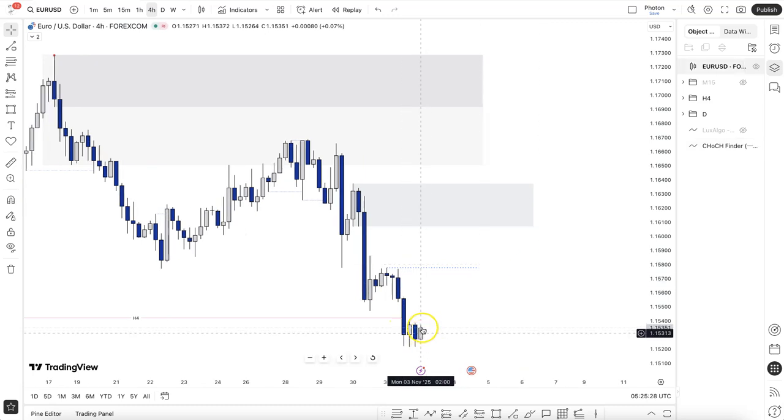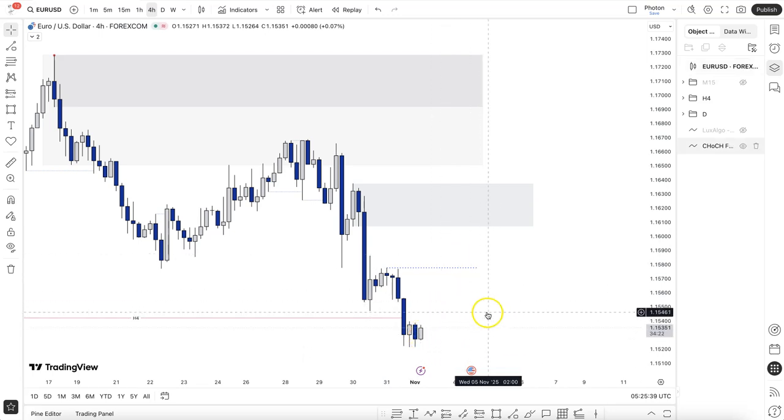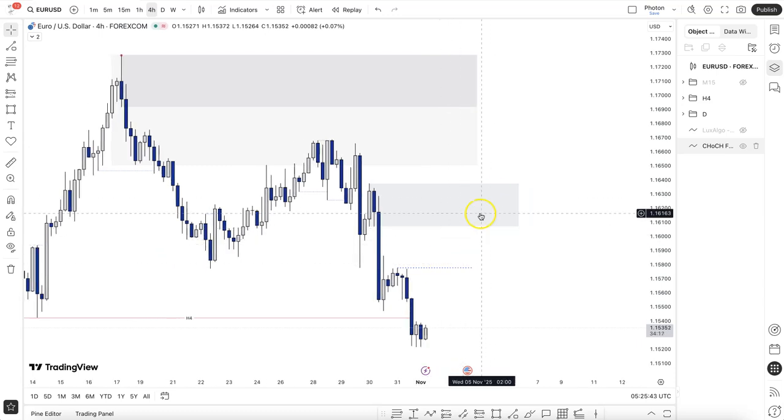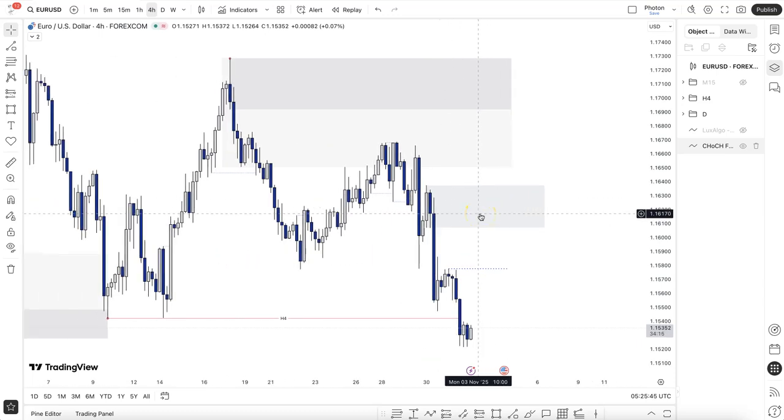Well, for a bare minimum, I'd like to see a change of character over here. And maybe this also signifies the internal break of structure. So if price goes up and then comes down, I would be looking for longs to catch the internal pullback that happens on the H4.